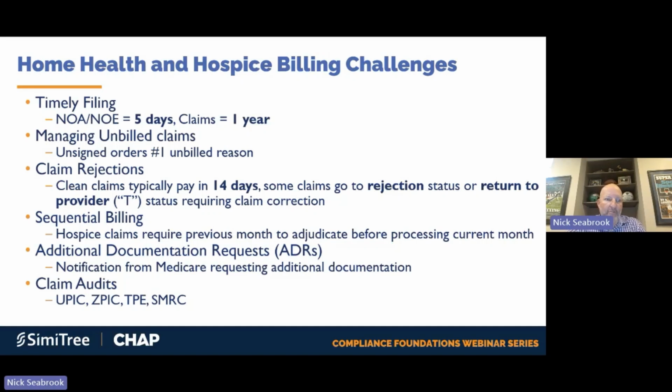So claim audits is another challenge. And again, from a resource standpoint, we know that this is going to put a strain on the organization because you're now going to have, in a lot of cases, your quality folks focusing in on those audits, and it also puts your agency at risk from a cash flow standpoint.